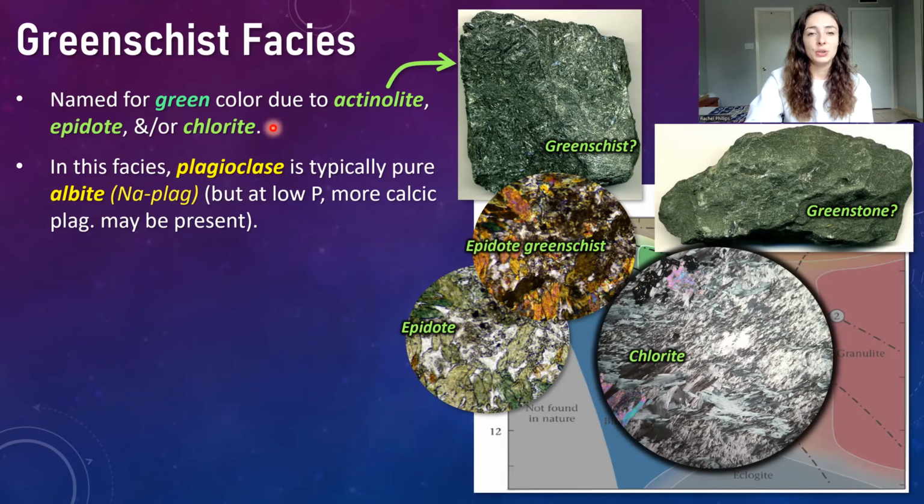Plagioclase in this facies, in the Greenschist facies, is typically pure albite. So that's the sodium side of plagioclase. Remember, it goes from sodium to calcium plagioclase, and sodium plagioclase is called albite and calcium plagioclase is anorthite.